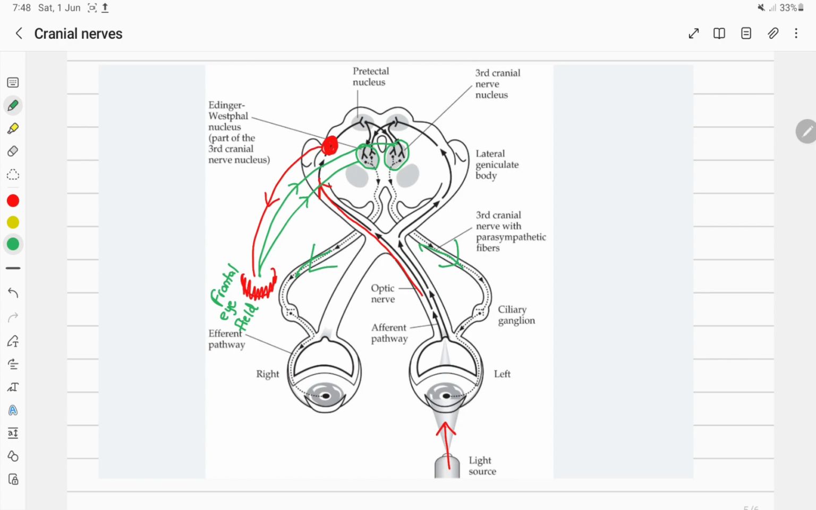Then another type of fibers goes from the internal capsule to the nucleus of the third cranial nerve, and then fibers go directly to the medial rectus muscle. When the impulses go to the medial rectus muscle via the oculomotor nuclei of both sides, then convergence of the ocular axes can be seen.